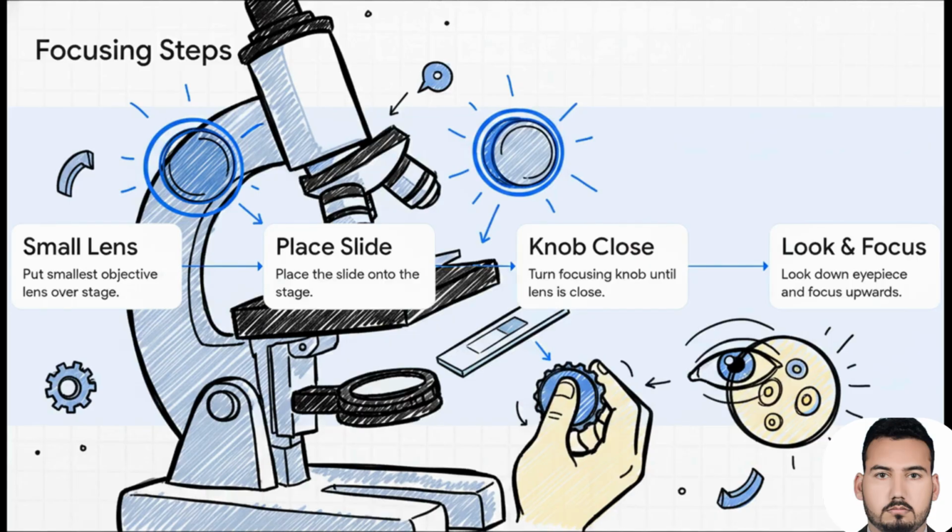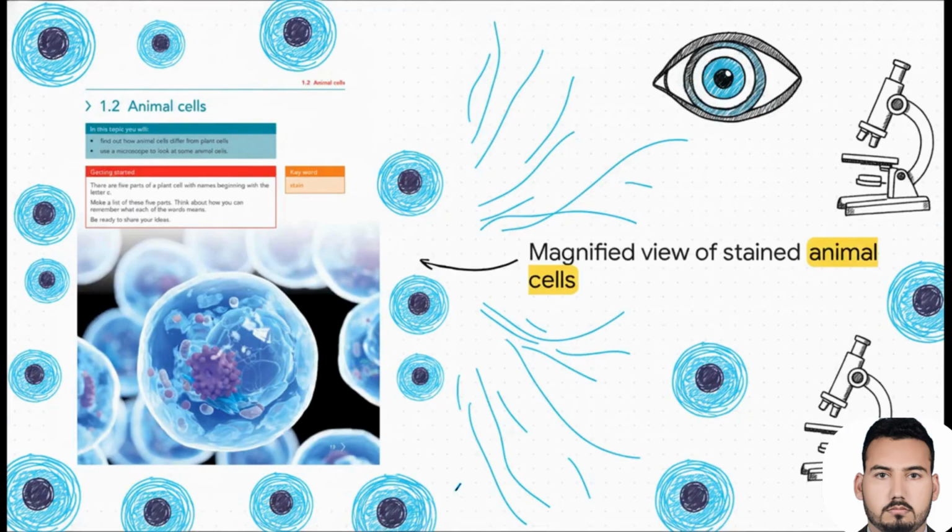Finally, step 4, now you look down the eyepiece. Slowly turn the focusing knob to move the lens upwards until those stained cells pop into a crisp, sharp focus. Once you've mastered finding it with a small lens, then you can switch to a larger one for a more magnified view. And boom, this is the payoff.